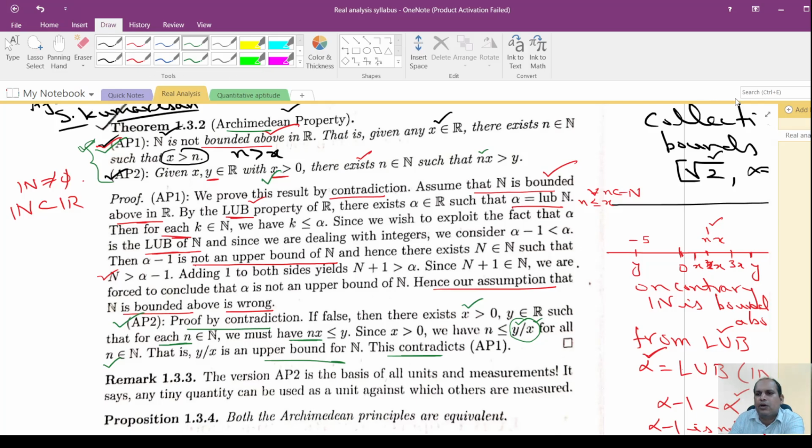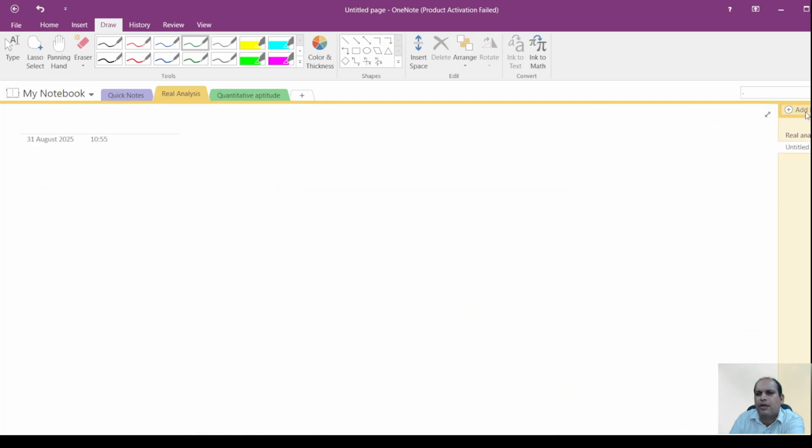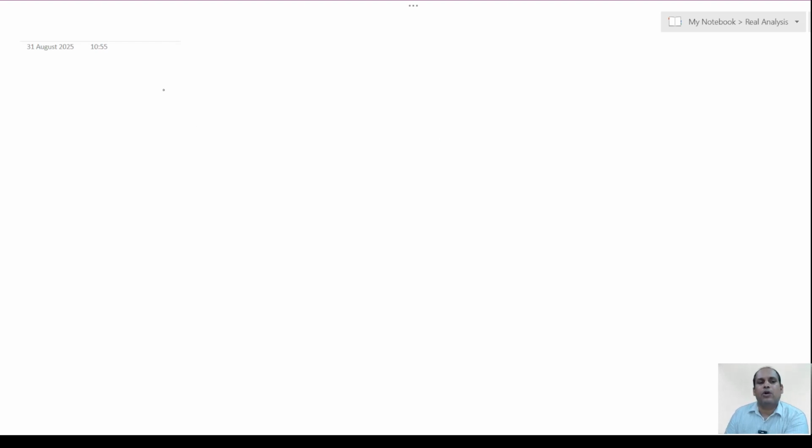Let me do one more example here. I have explained the proof here, but again, let us recall what we have studied earlier. Let us start from a finite set, say A is equal to {2, 3, 4}. Then in this case, every real number greater than or equal to 4 is its upper bound.